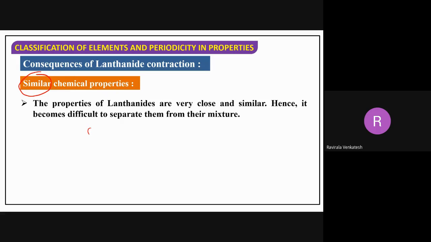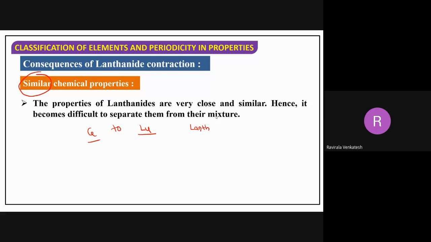Lanthanides, if you observe, cerium to lutetium. There are a number of elements there: cerium, sodium, niobium. All these elements will exhibit similar properties because they are close in size actually. Whatever elements are present in the lanthanides, all of them show similar properties. Why are they showing similar properties? Because their atomic size is almost similar because of lanthanoid contraction.